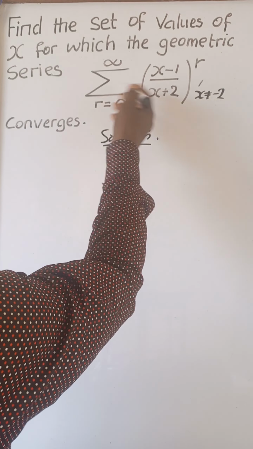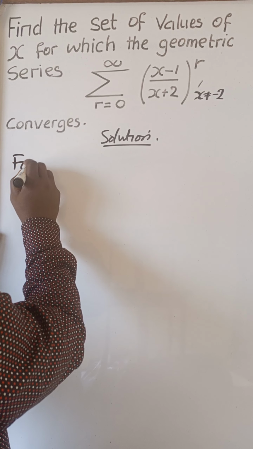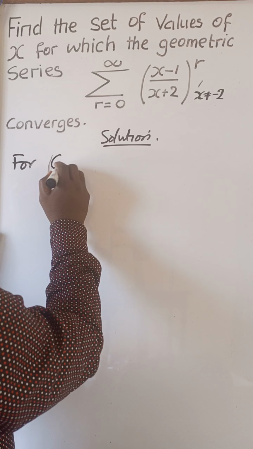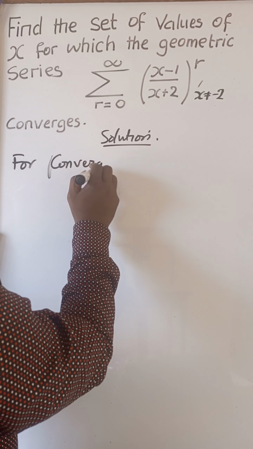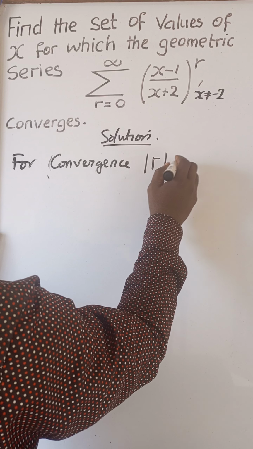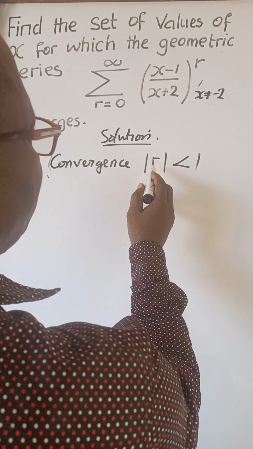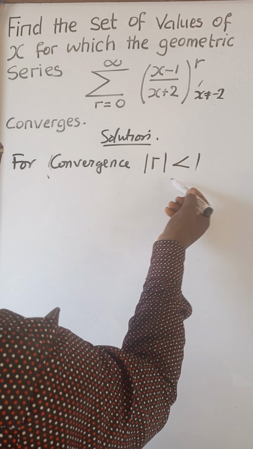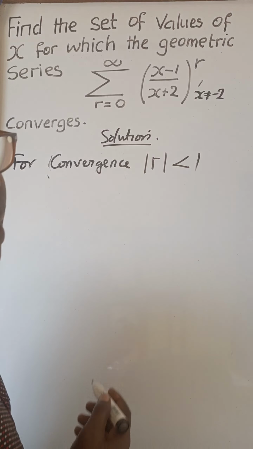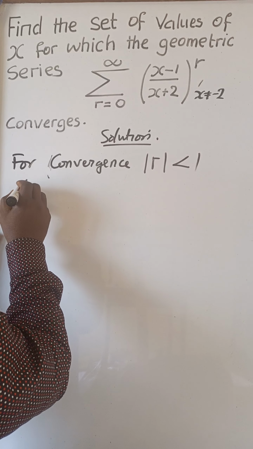Alright, for a series like this to converge, it means there is a finite sum. Now we know that for convergence, the absolute value of the common ratio must be less than 1. So what we need to do is to find the common ratio and find the solution set of this inequality. Okay, let's take the series.